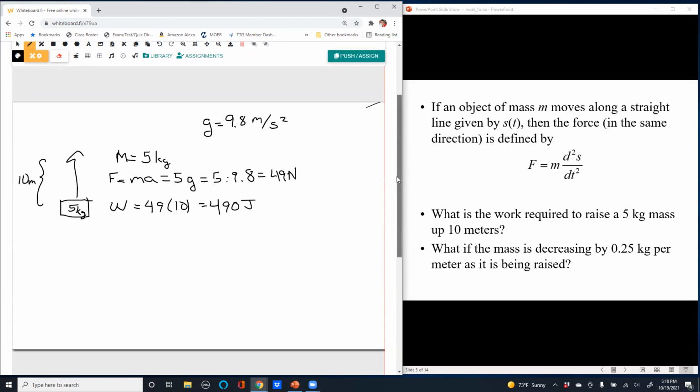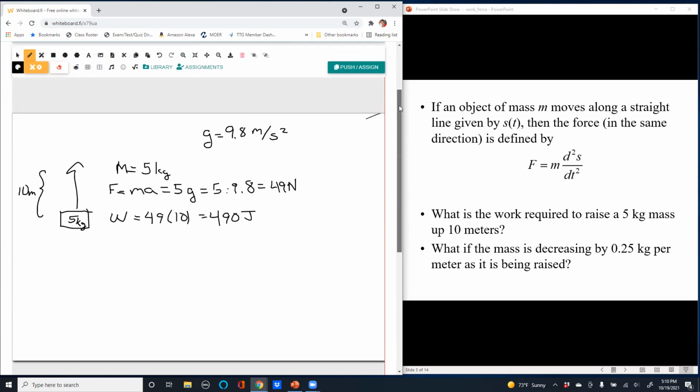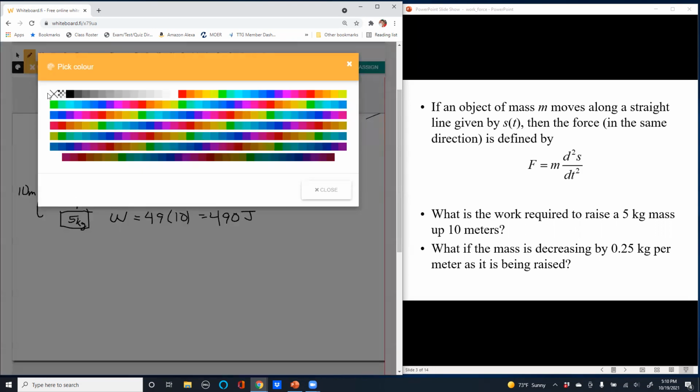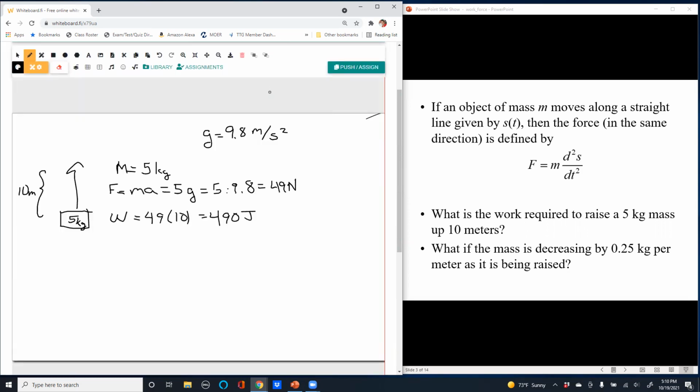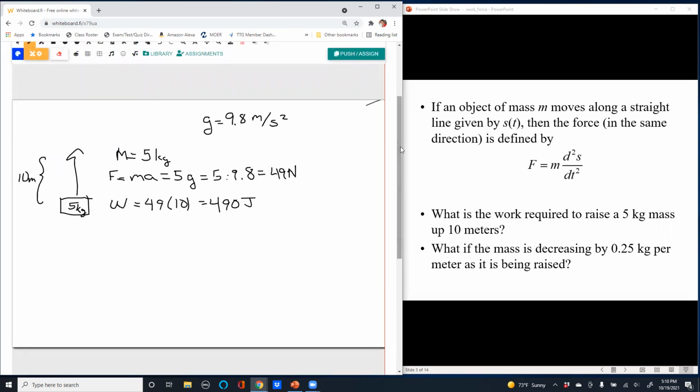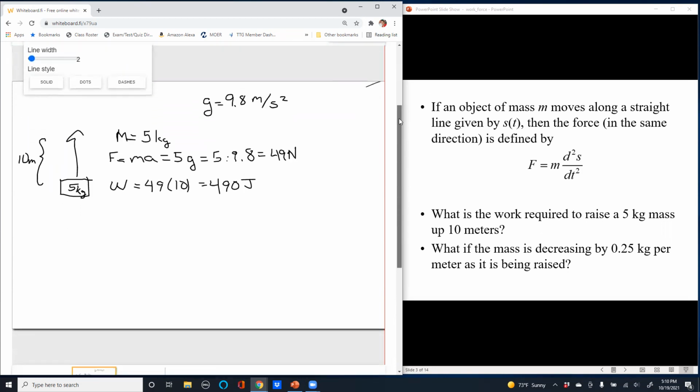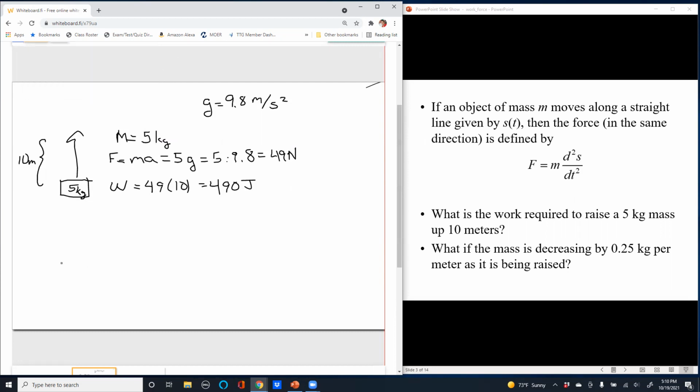All right, so same 5 kilogram mass, except now it's going to decrease by 0.2 kilograms per meter. And that could be for a variety of reasons. You know, we'll look at one probably later. That's a leaky bucket. That's the same idea. All right, so let's see how we can approach this in a way that makes us think, all right, now a definite interval is going to make sense for this.